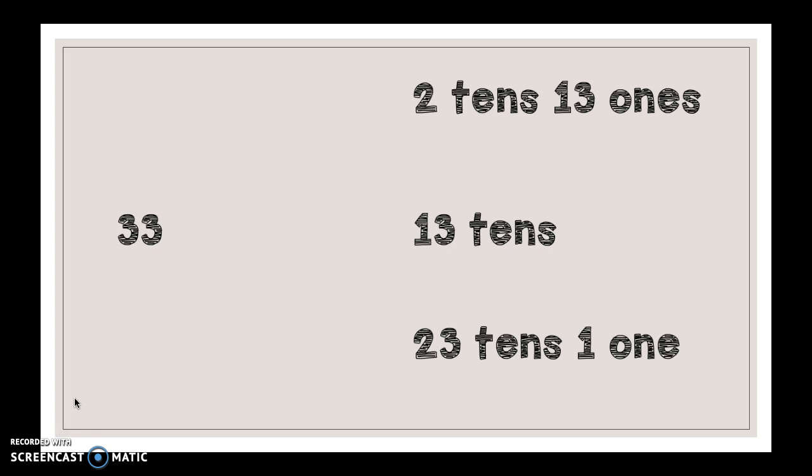Drum roll. Oh, yeah. Because 2 10s is worth 20, and 20 plus 13 ones would be 33, and that's the exact same number. Did you get that one right? If you did, I'm pretty impressed, because that's really tricky.